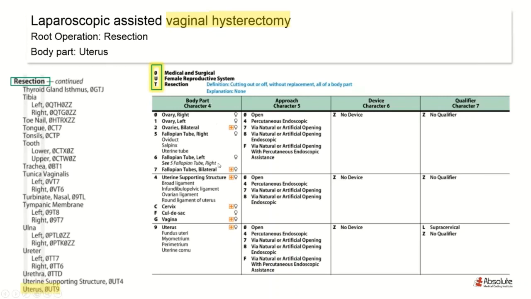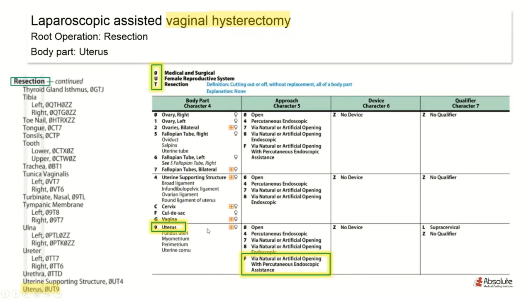All right, so let's look for our fourth character body part. And if you go down, there's your uterus, 9. The approach. And coders, I just want to reiterate that you have to stay in your lane. So your 5th, 6th, and 7th has to come from the very same lane as the 4th. So of the approaches, is it open, percutaneous, endoscopic? Is it via natural or artificial opening? Is it via natural or artificial opening endoscopic? Or is it via natural or artificial opening with percutaneous endoscopic assistance? If you said via natural or artificial opening with percutaneous endoscopic assistance, that is correct.